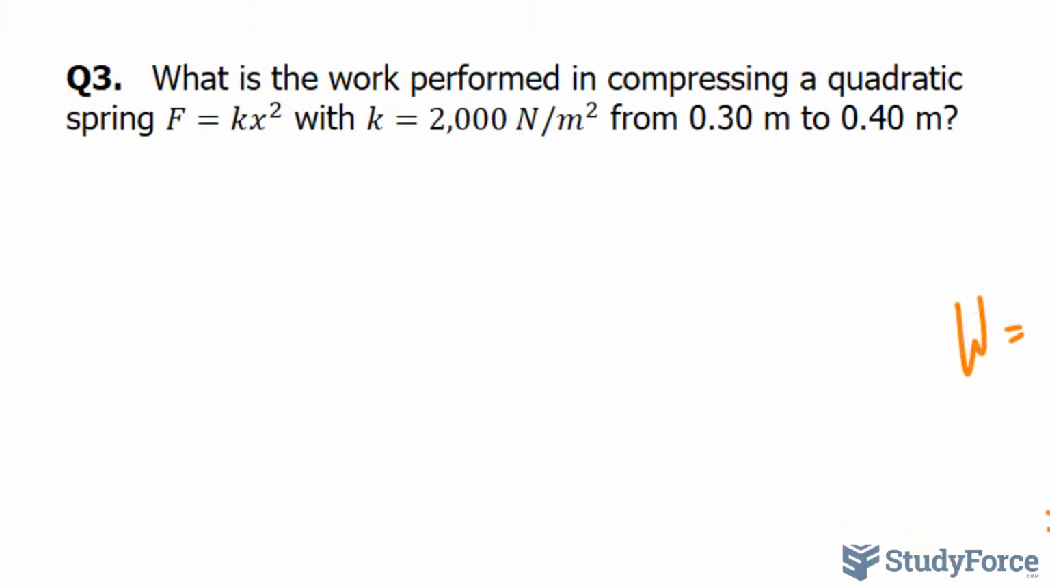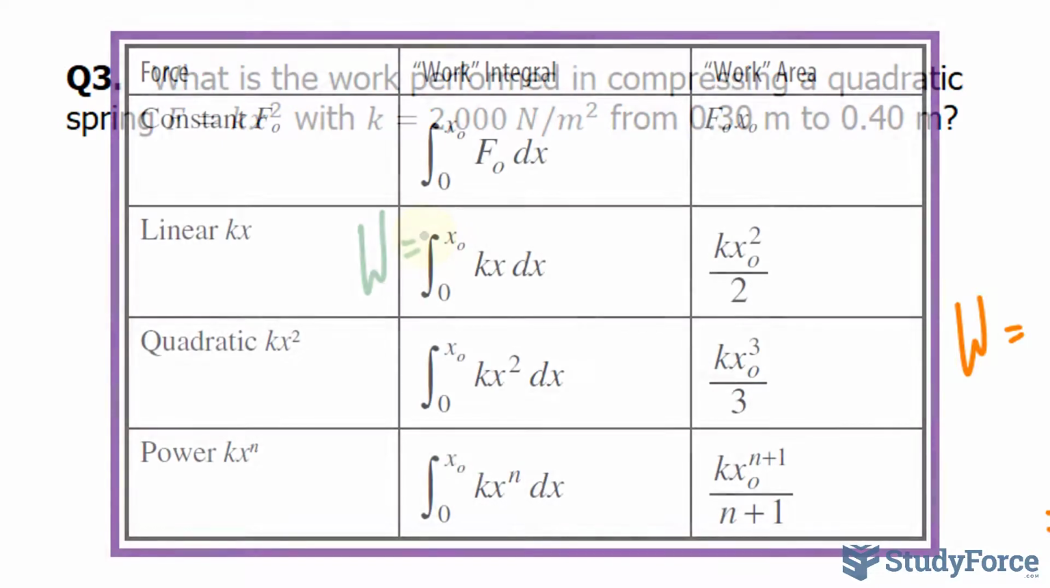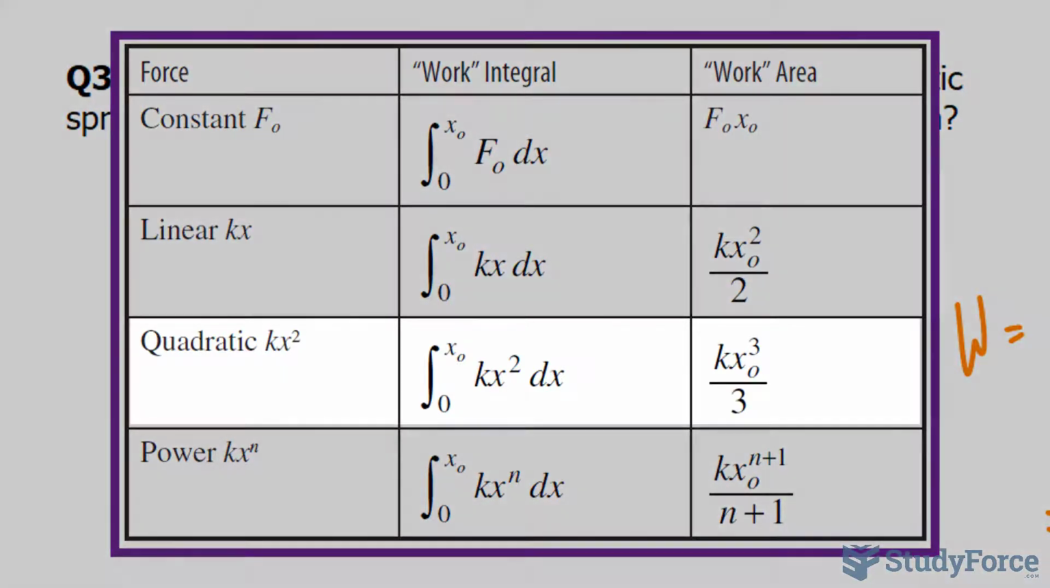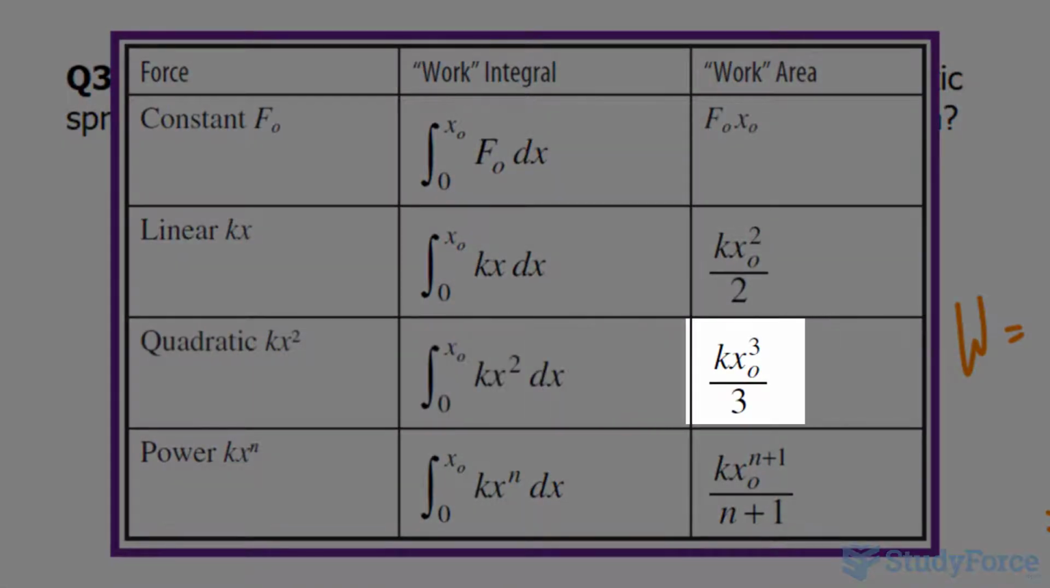All right, let's continue. For question number 3, what is the work performed in compressing a quadratic spring which has the formula F is equal to kx squared, with k being 2,000 newtons per meter squared, from 0.30 meters to 0.40 meters. Now we haven't discussed the formula for work when it is parabolic force, and this chart shows you the different formulas that you can follow for when force is linear, constant, parabolic, etc. If you'd like to know how this formula is derived, again we use integrals.